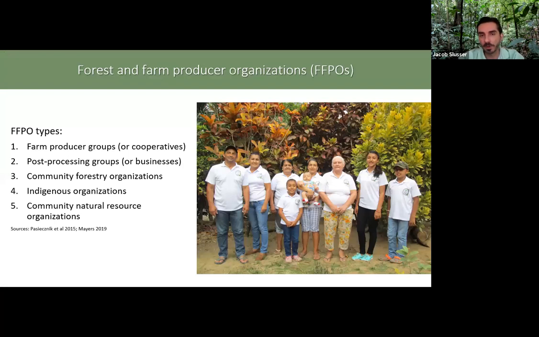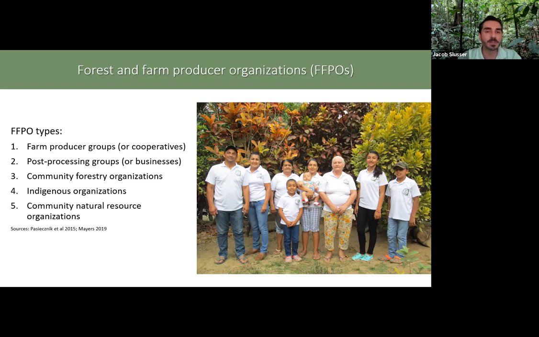And so forest and farm producer organizations, also referred to as community associations or community-based associations, vary widely in size and institutional form. And in the literature, they mainly fall into one of these 5 groups that we have listed here. So farm producer groups or cooperatives, post-processing groups or businesses, community forestry organizations, indigenous organizations, and community natural resource organizations.